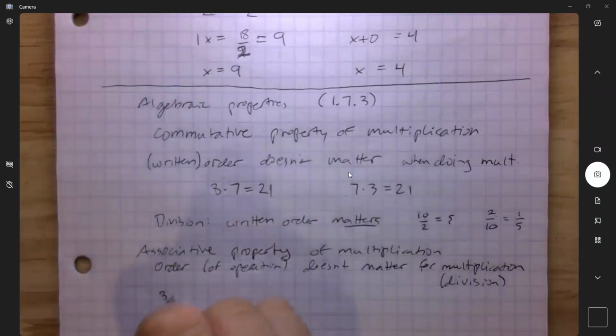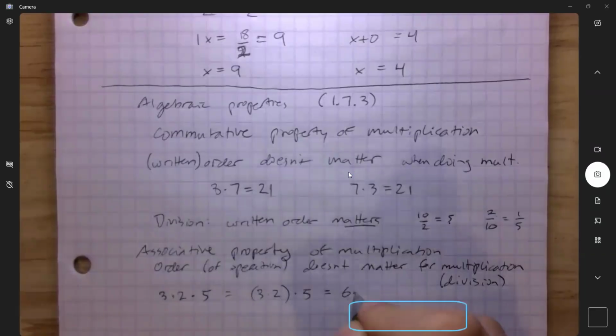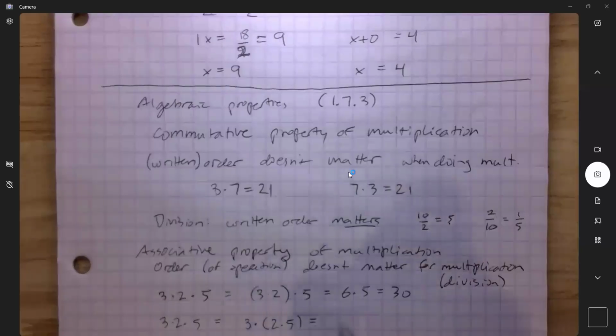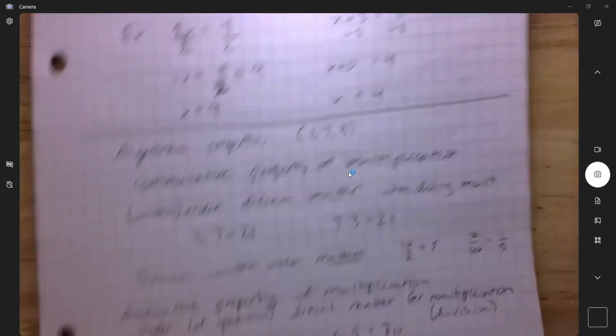So 3 times 2 times 5, I can write that as 3 times 2 and then multiply by 5, which is 6 times 5, which is 30. But I could also write that 3 times 2 times 5 as 3 times the quantity 2 times 5, which is 3 times 10, which is also 30. It doesn't matter which multiplication I do first.